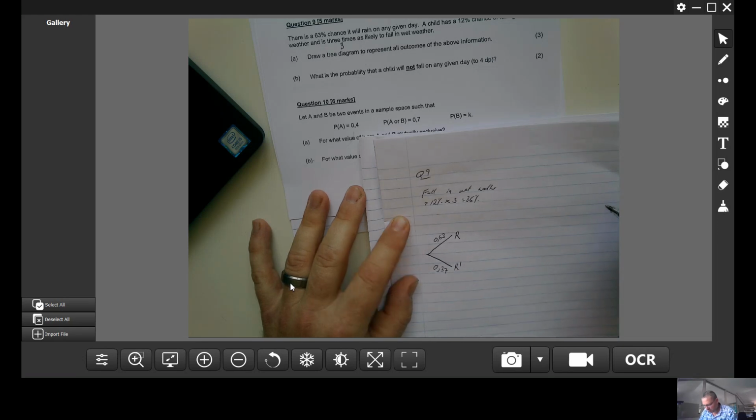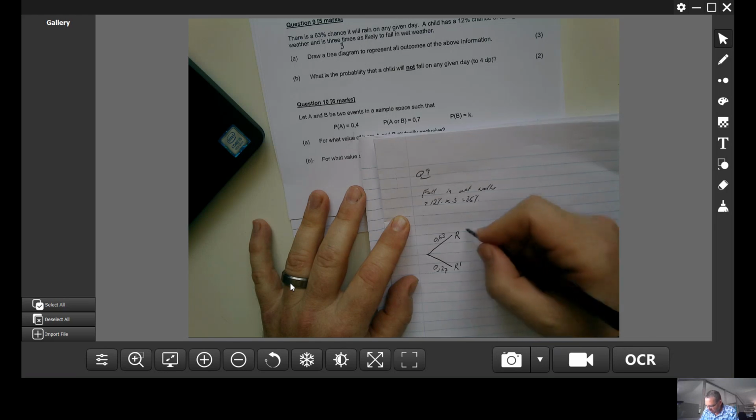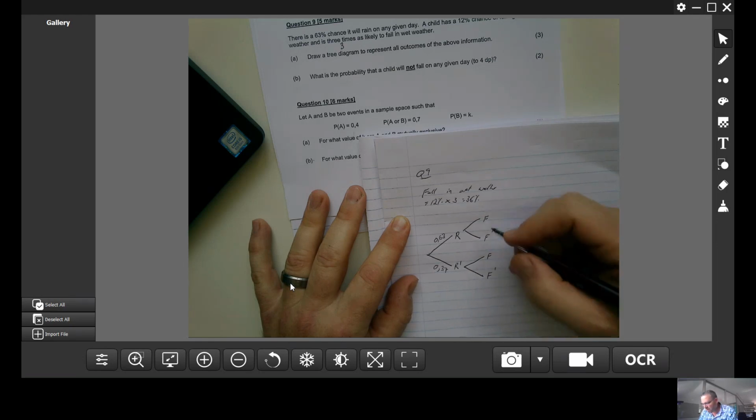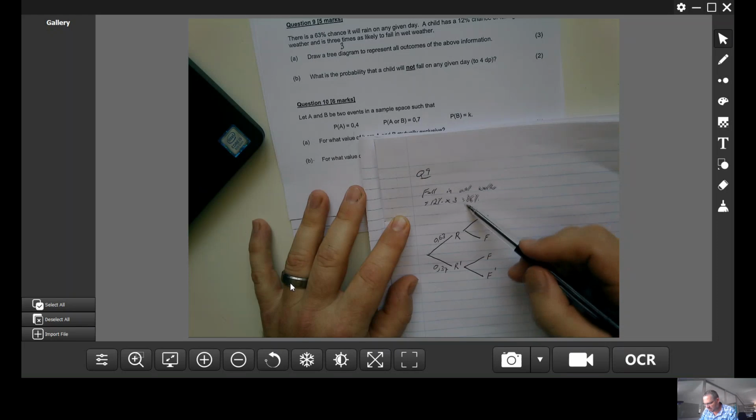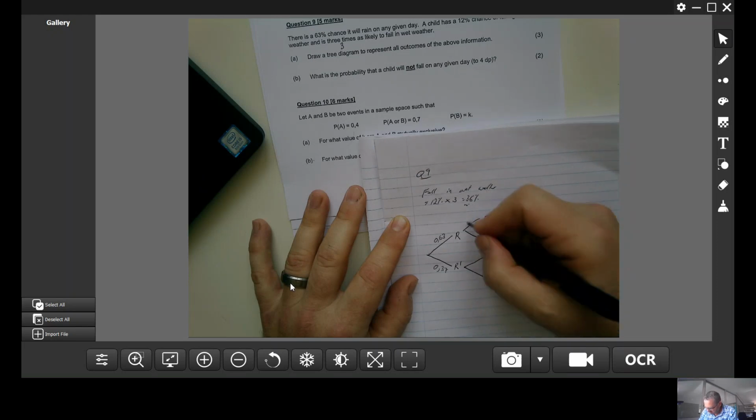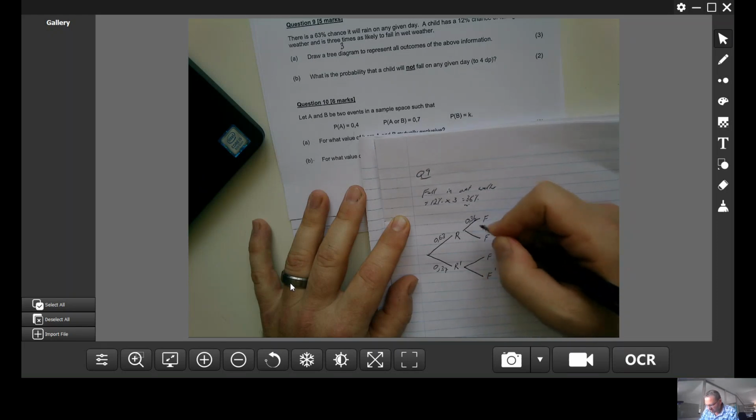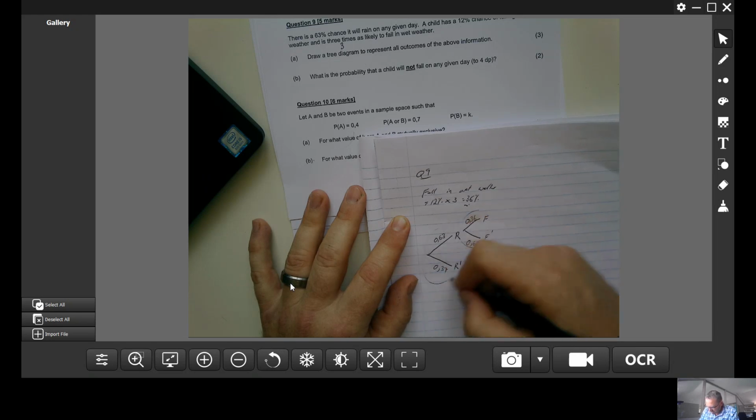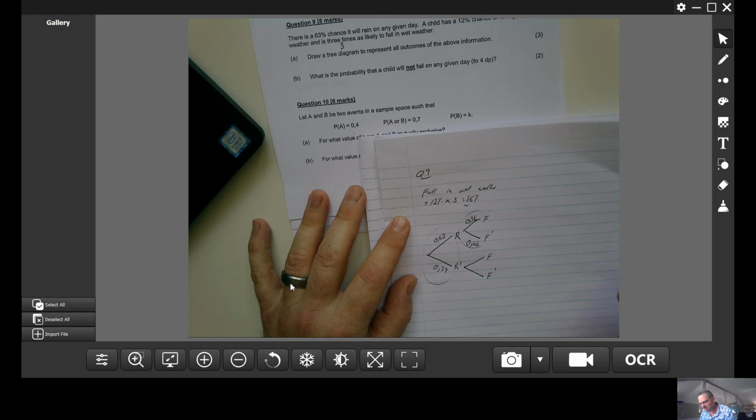Then if it rains, the kid may fall or not fall. And likewise, if it doesn't rain, they may fall or not fall. On a rainy day, the probability that the kid is going to fall is 36%, so that is 0.36. And if I go 1 minus 0.36, that's going to be 0.64. Remember, each sub-branch has to always add up to 1.